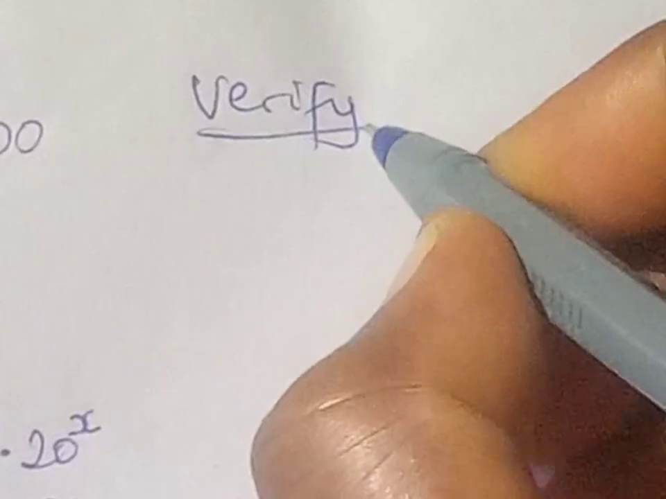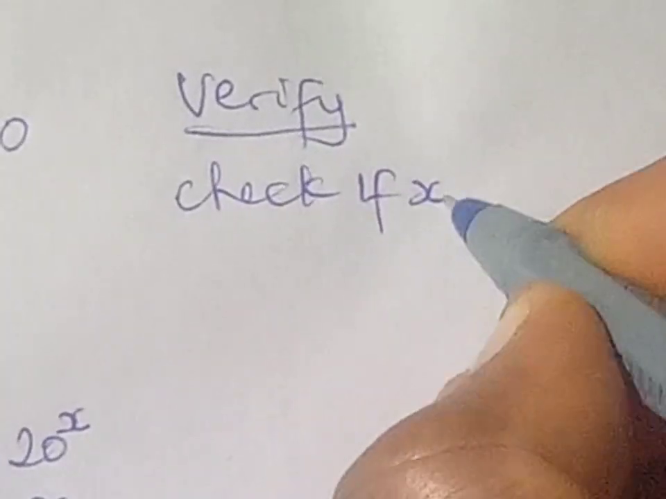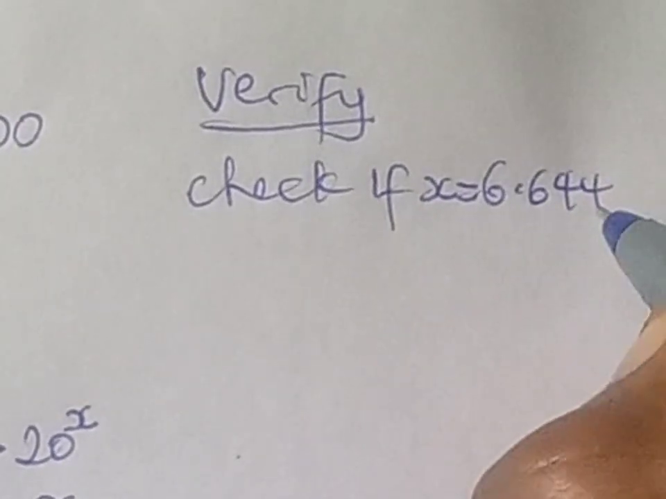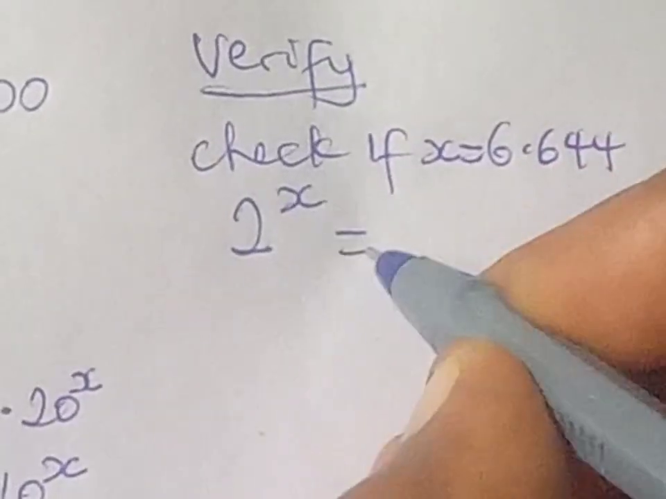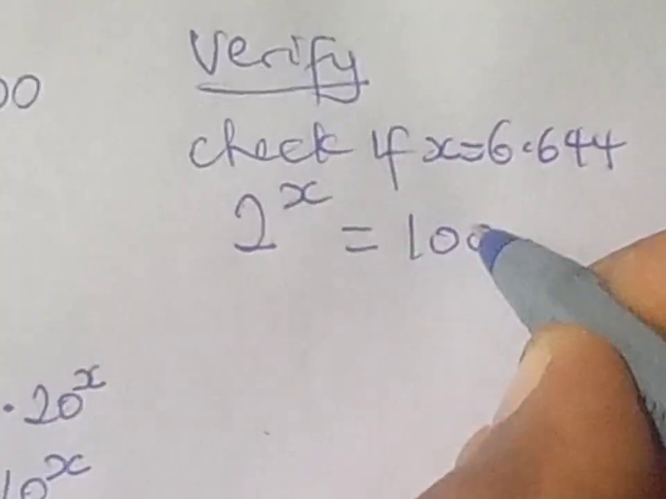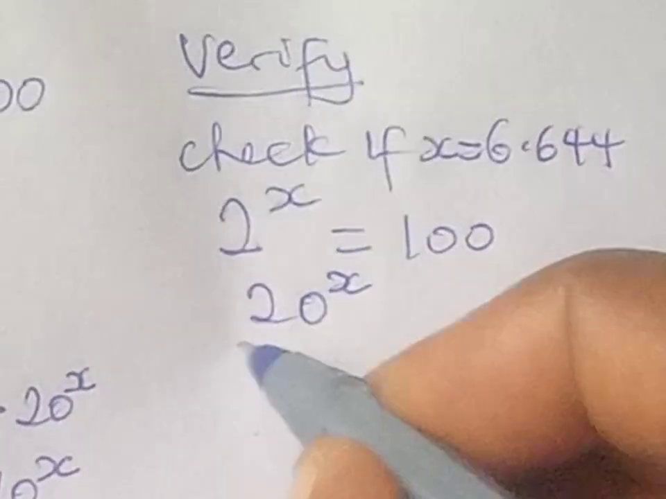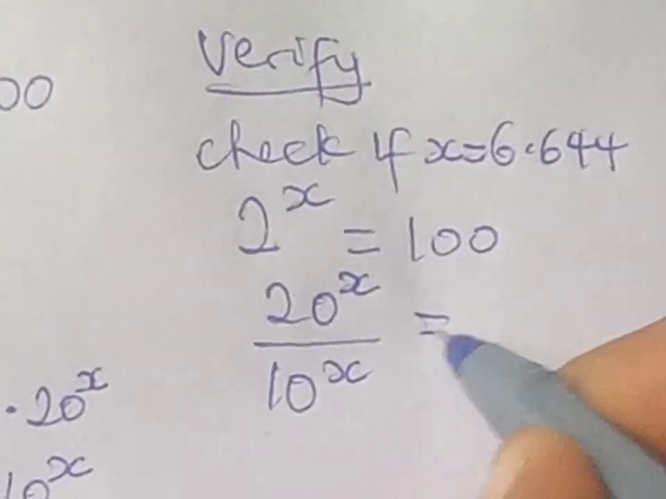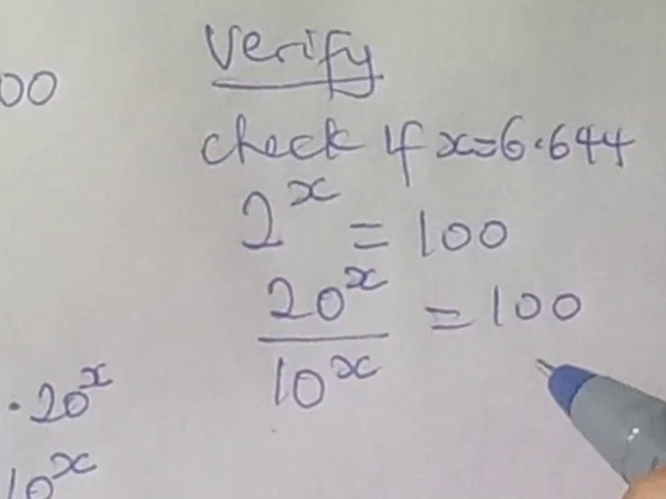Now let's verify if x equals 6.644 will truly work for this equation. Let's check if x equals 6.644. Then 2^x equals 100, which satisfies 20^x divided by 10^x equals 100. Therefore, the equation is correct.